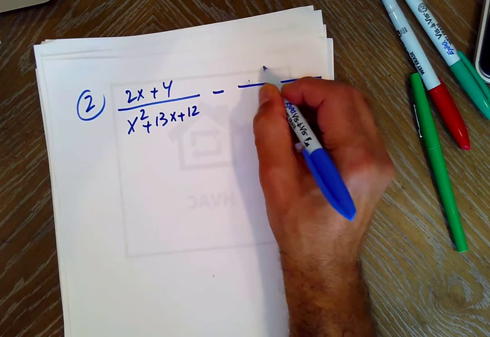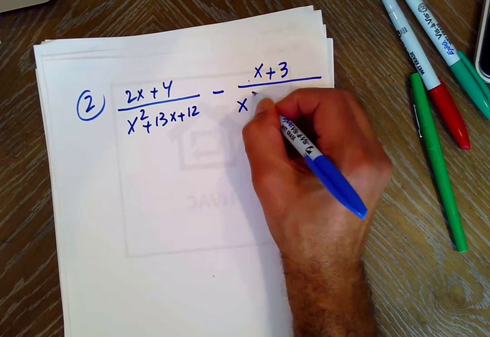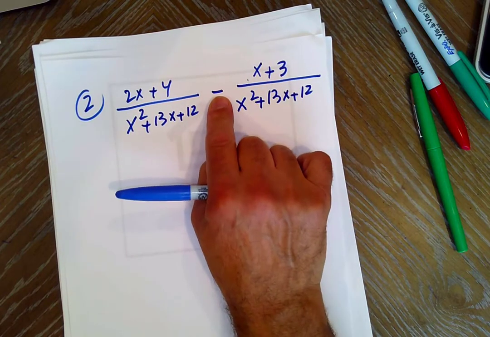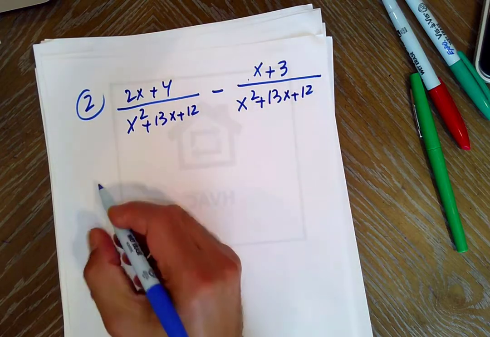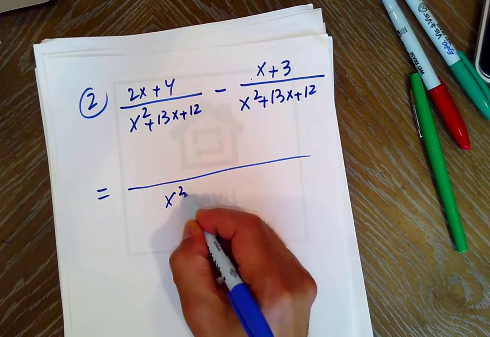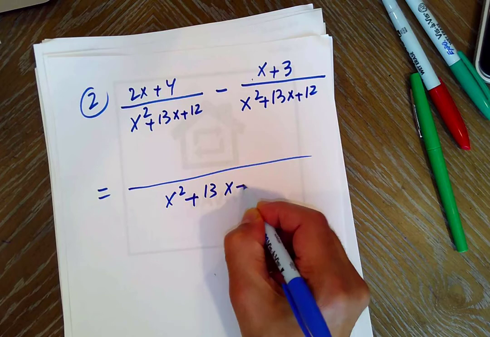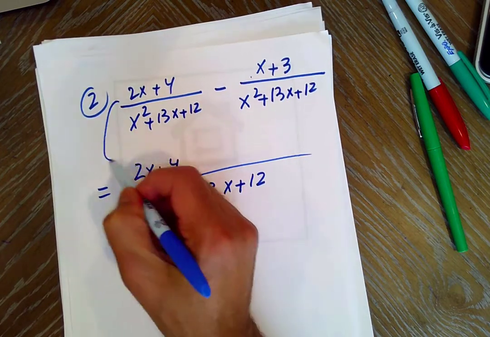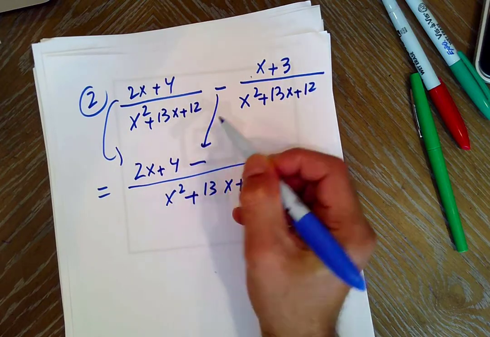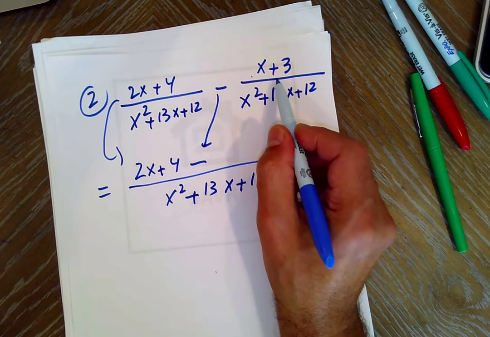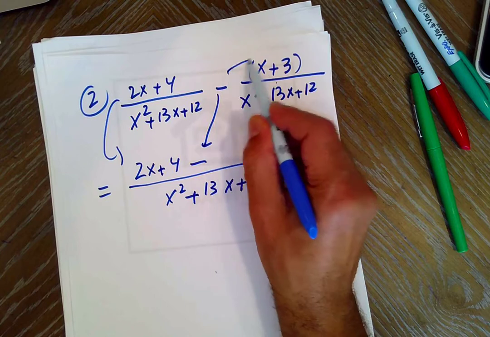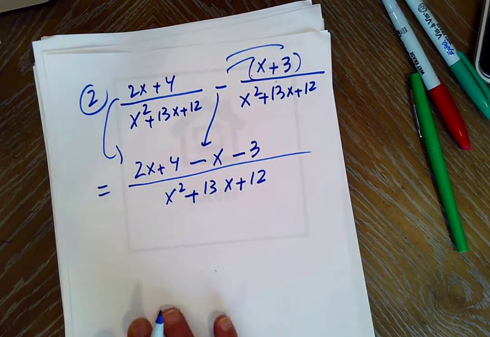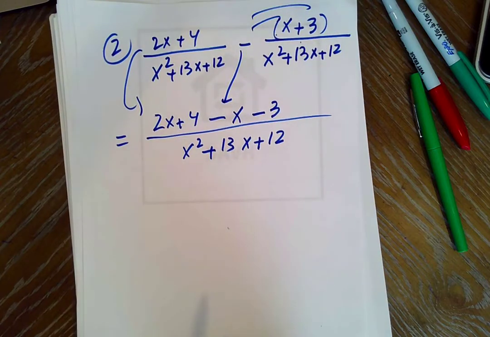Minus x plus 3 over x squared plus 13x plus 12. So as soon as I see subtraction, then I check the bottoms, they're the same, good for me. So I'll just write the bottom, x squared plus 13x plus 12, 2x plus 4, this guy comes down, minus, that's a problem, be careful. When you have a minus followed by a fraction, this minus has to go through every term on top, so it's minus x minus 3. Okay, that's a very common mistake, and you don't want to fall into that.